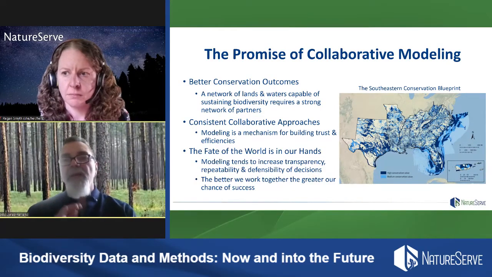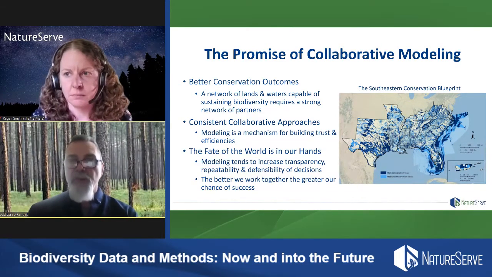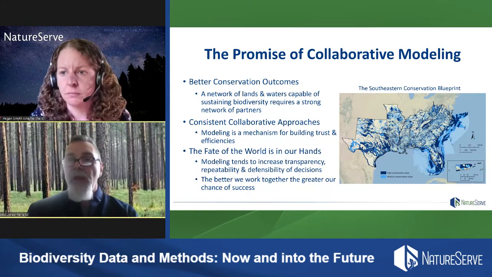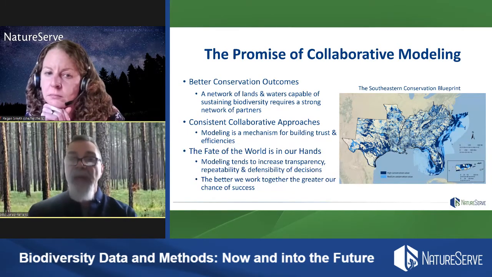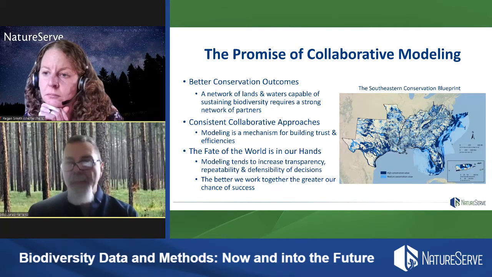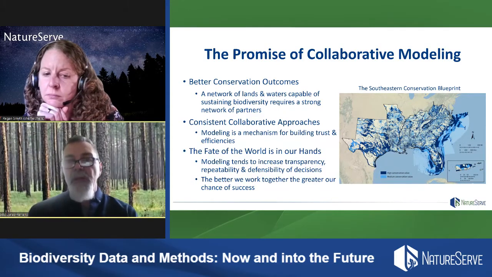So finally, I want to say that these models have great promise for generating better conservation outcomes. In the Southeast, we're trying to build a network of lands and waters capable of sustaining biodiversity, but that really requires a very strong network of partners to make that happen. Models can help strengthen the partnership because it's a mechanism for building efficiencies in data sharing and information management, building efficiencies in research and survey design, and building trust among partners. And this is really important because the fate of the world is literally in our hands.